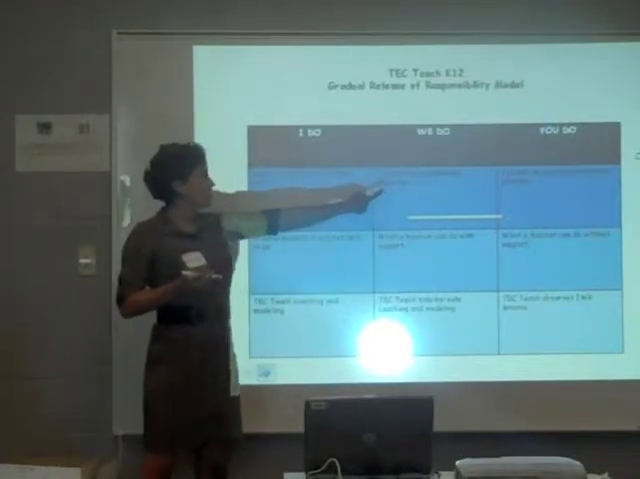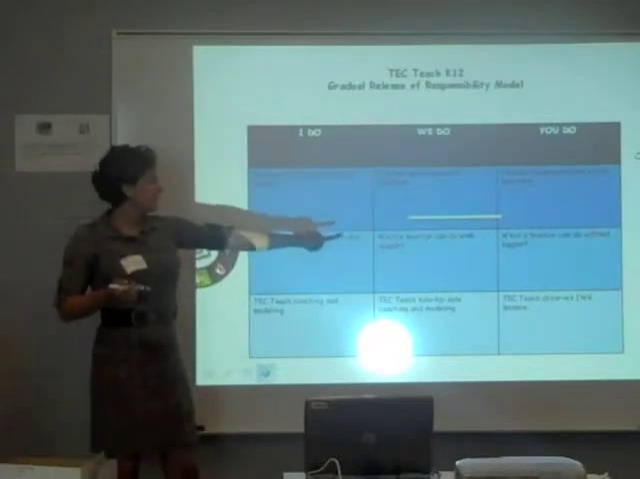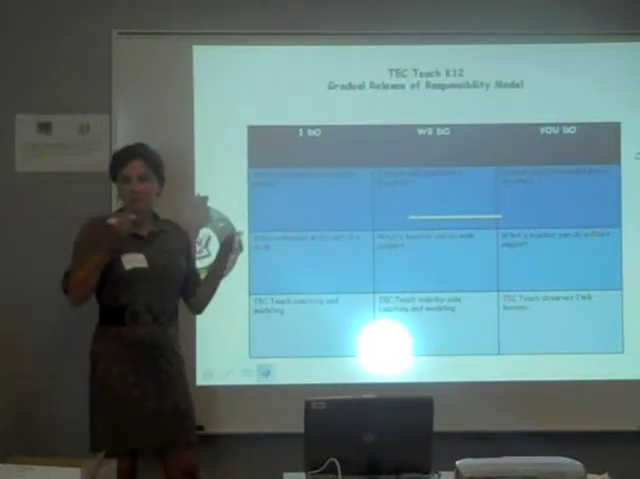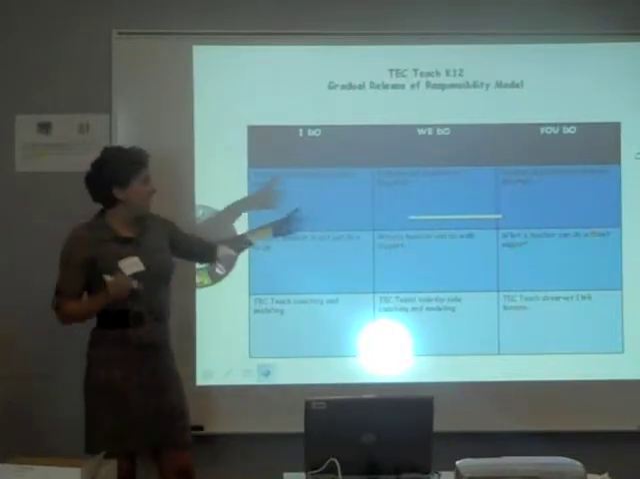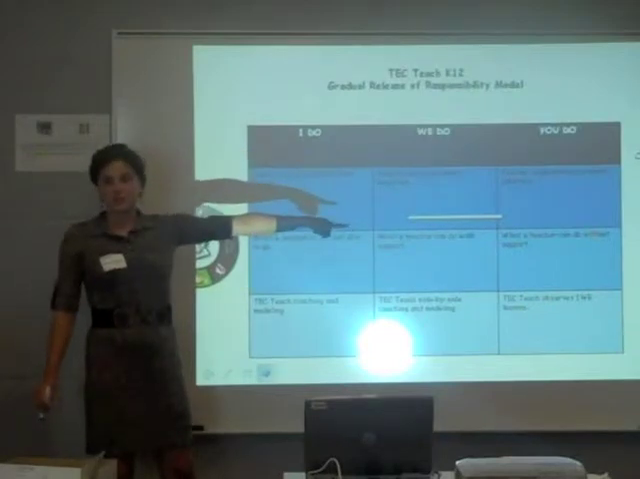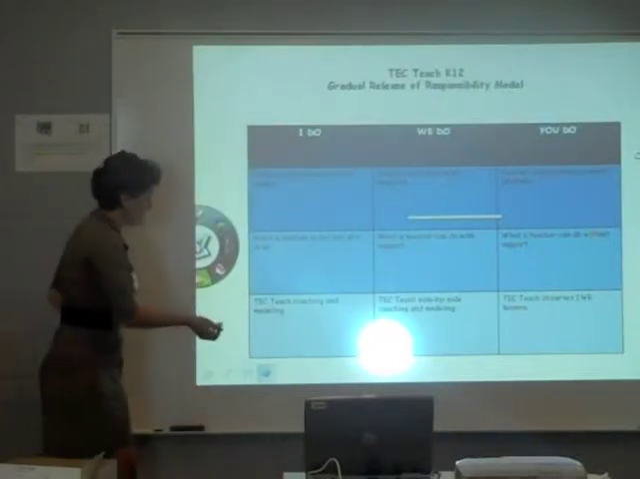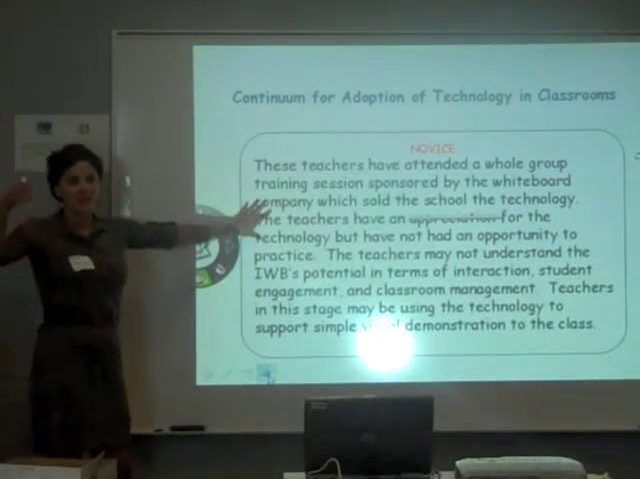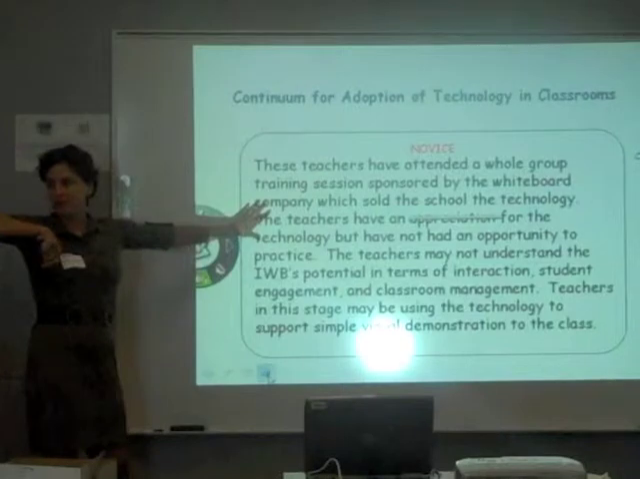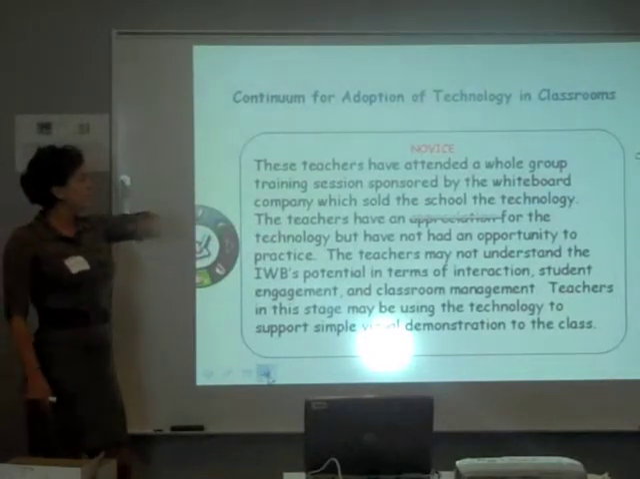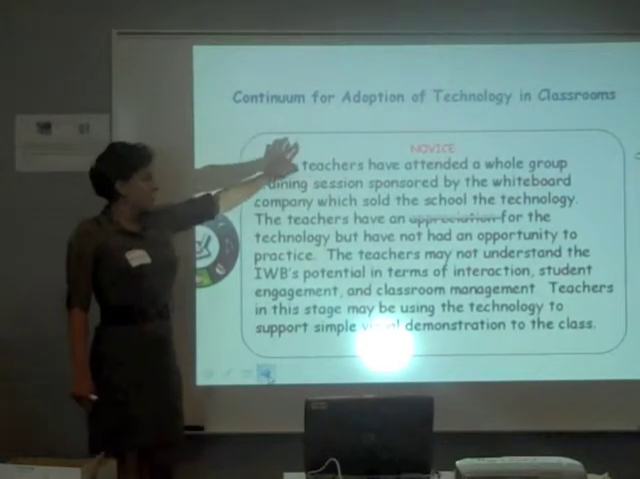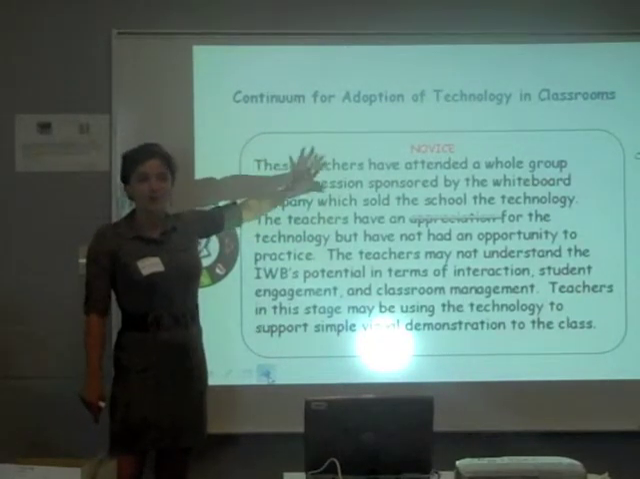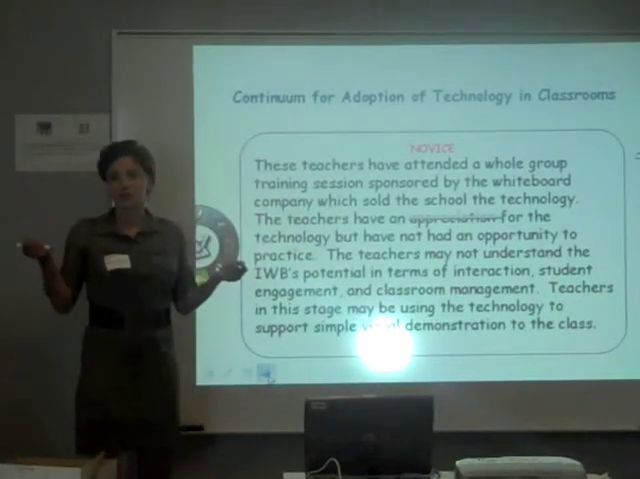The we do is when the teacher and the coach work together. So this is what a teacher can do with support. The teacher will do some, the coach will give them feedback, and they'll work together. And the you do is when the teacher is finally on her own, she feels confident with the technology. And this is on your handout. It's that continuum on the back of one of the pages. It's the little boxes. It shows the order, kind of where your teachers are at. Where are you and how comfortable are you with the technology.